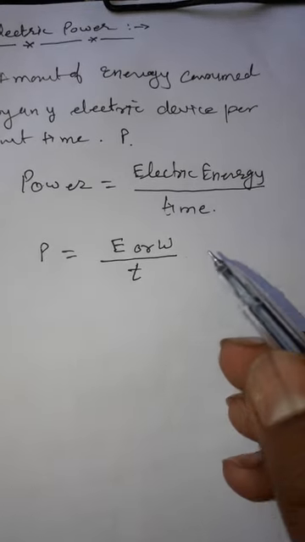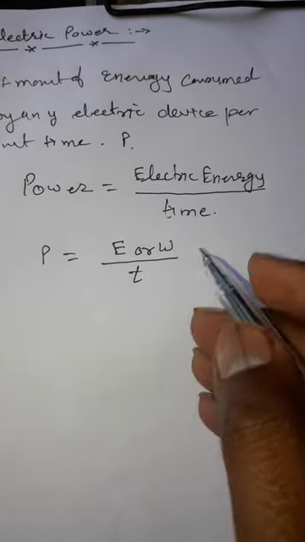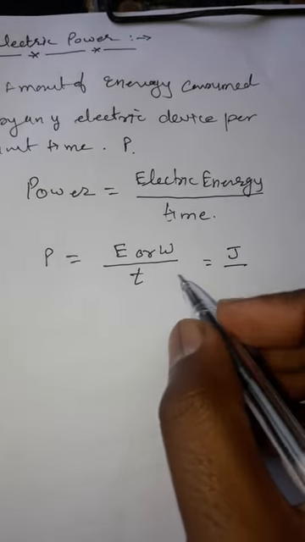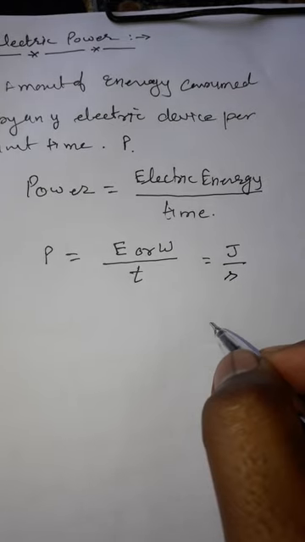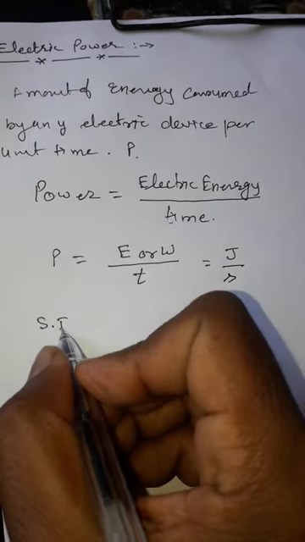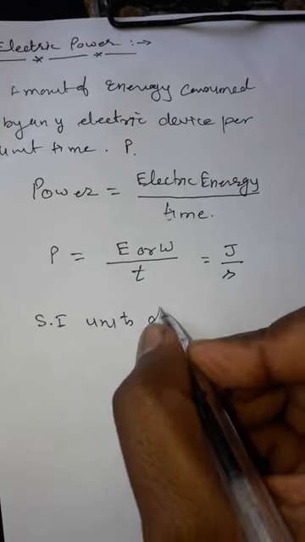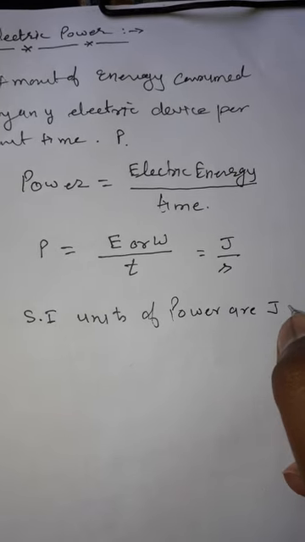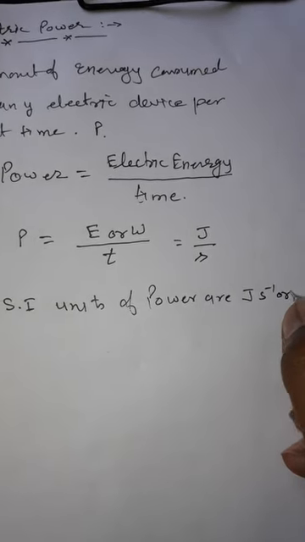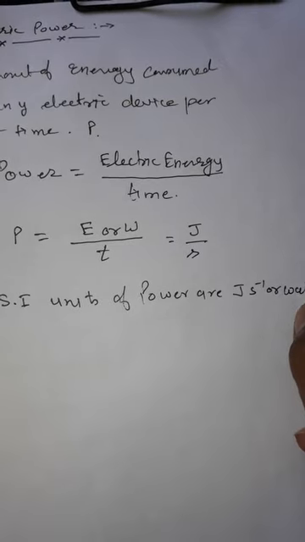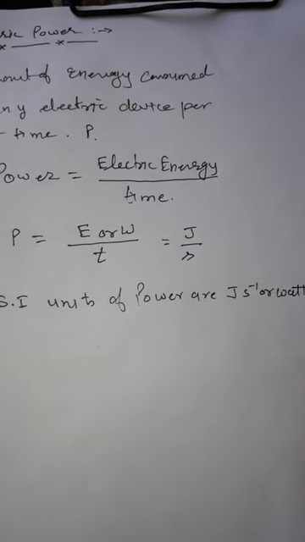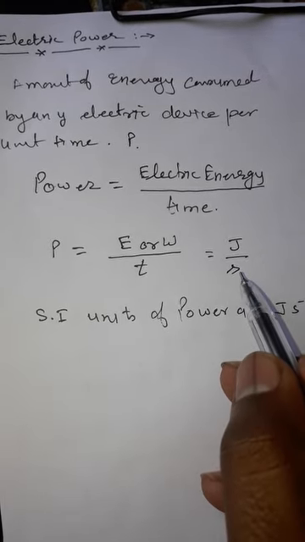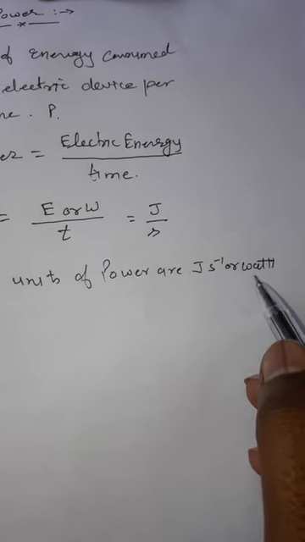Now, as energy or work has the unit joule and the SI unit of time is the second, the SI unit of power is joule per second, also known as watt. So from this definition we can also define the SI unit of power, that is watt.